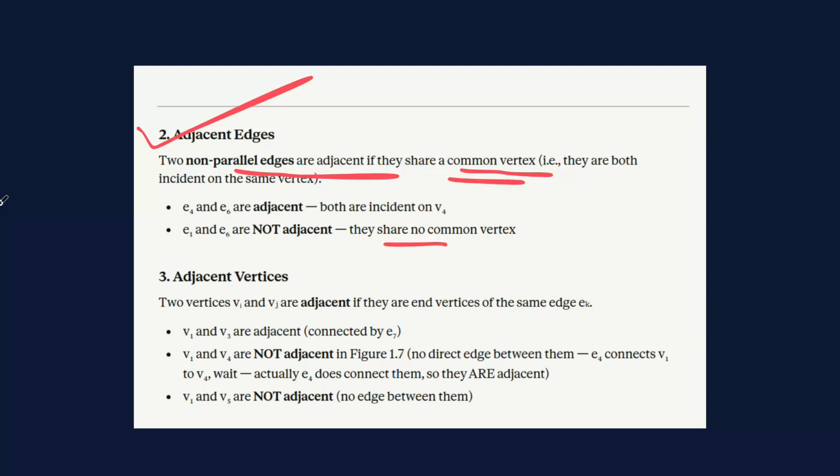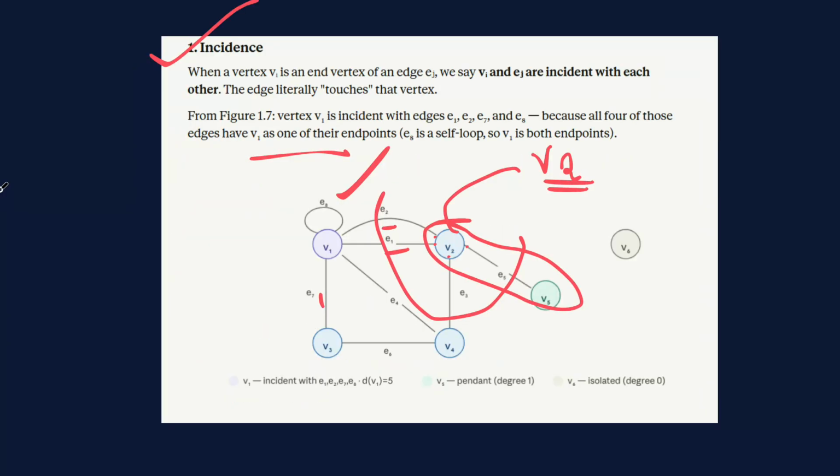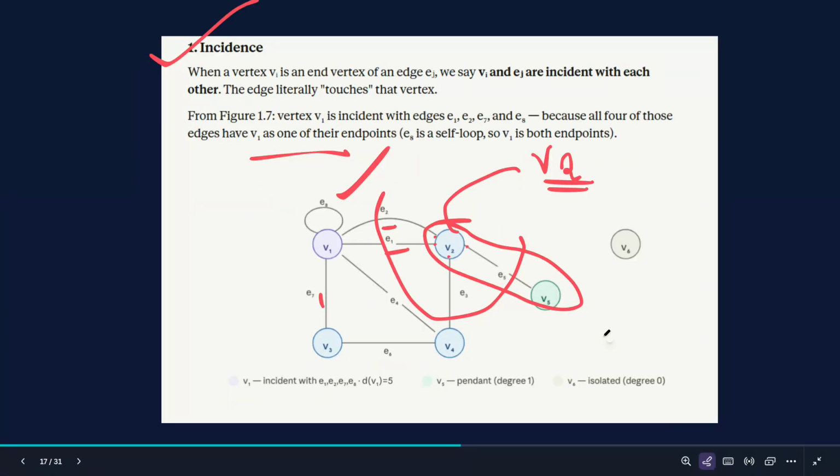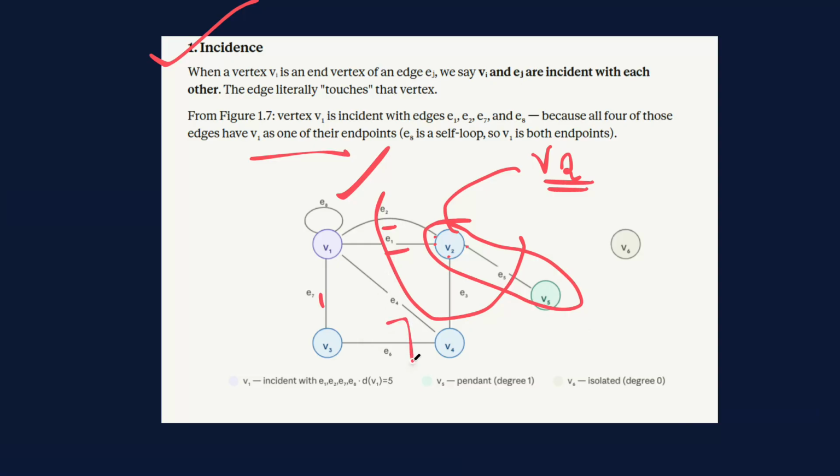So adjacent edges means, here if we see e4 and e6, this is e4, this is e6. These can be considered adjacent edges because they both have one common endpoint. They are both incident to v4. So we call these edges adjacent edges.